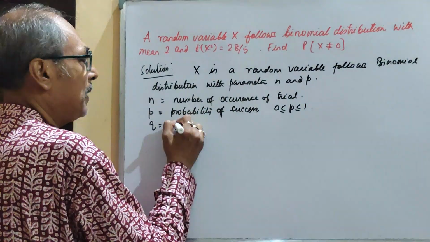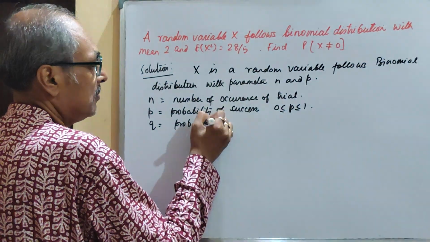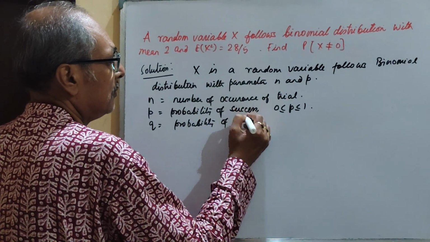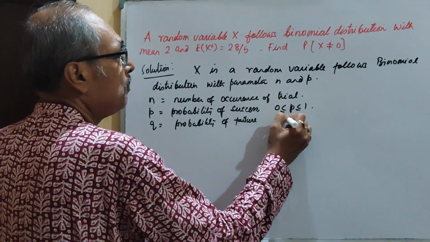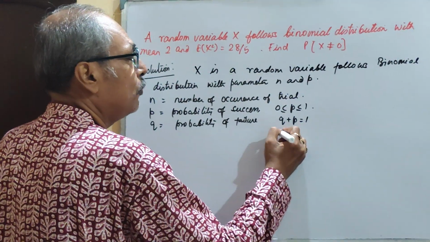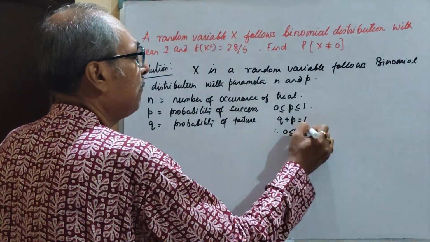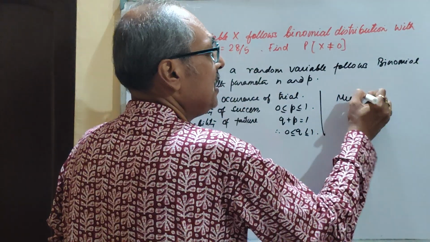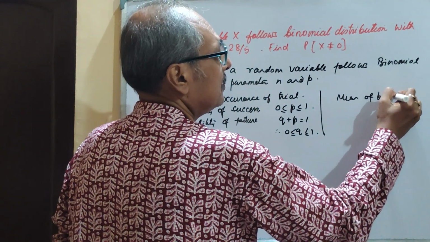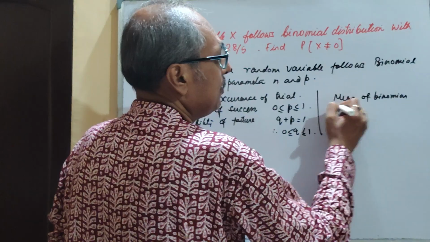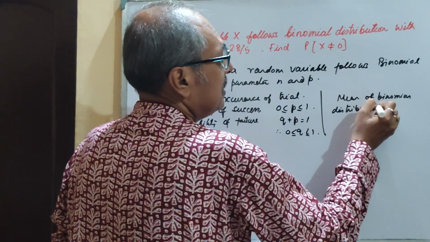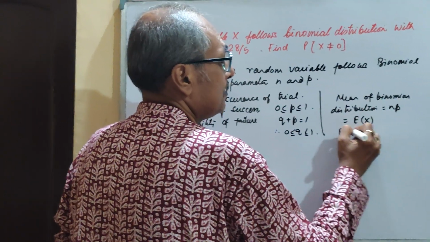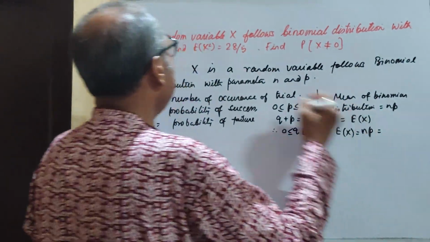Now q is the probability of failure. q plus p is equal to 1. Therefore q is also a positive fraction. Now the mean of the binomial distribution equals np equals E of x, that is, expectation of x equals np equals 2.